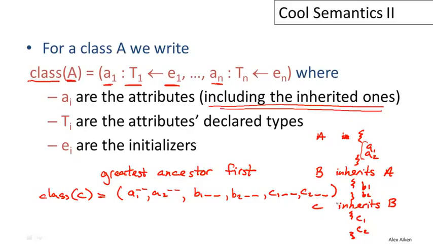Okay, so that defines the order of the attributes for any class. It's always in the order from greatest ancestor down the inheritance chain to the class itself, that is the argument of the class function.